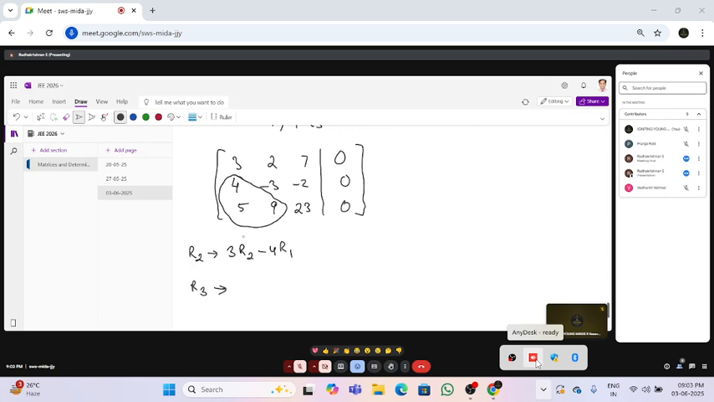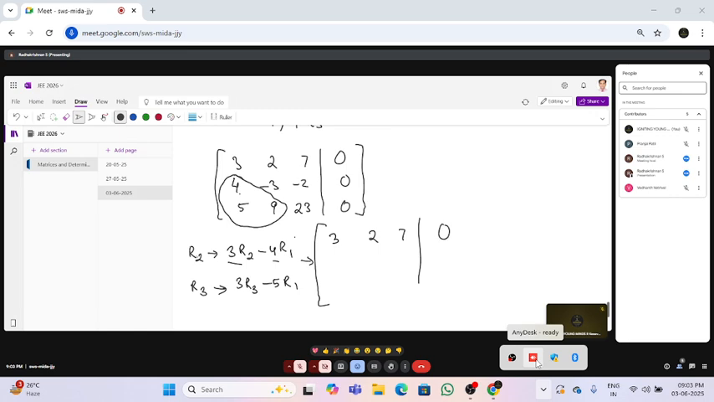R3 is 3R3 minus 5R1. So I'm just interchanging these coefficients here. 3 and 4, 3 and 5. So you can see that 3 into 4 minus 4 into 3 is going to become 0. So this transformation will make these two elements 0. But you have to do it carefully. Each element you have to do carefully.